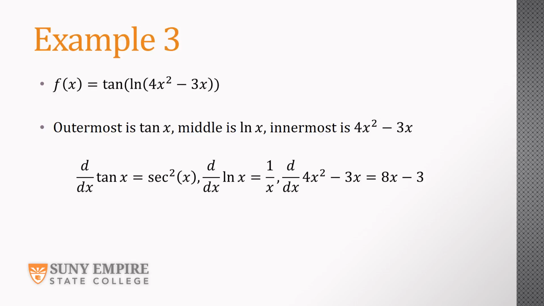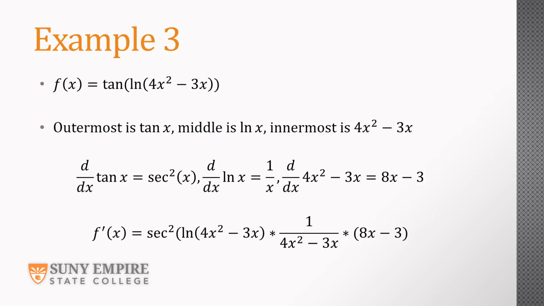The derivative for tangent of x is the secant squared of x. The derivative for the natural logarithm of x is 1 over x. The derivative for the polynomial is 8x minus 3. The overall derivative f prime of x is therefore the secant squared of the natural logarithm of the quantity 4x squared minus 3x, multiplied by 1 over 4x squared minus 3x, multiplied by 8x minus 3.